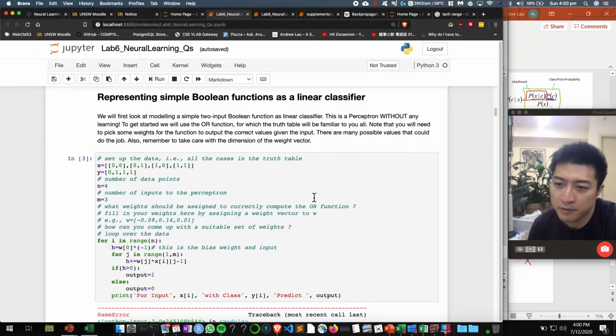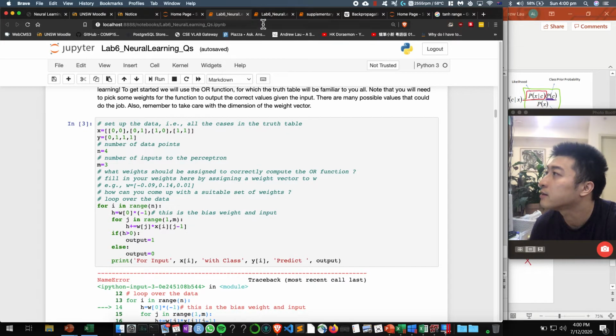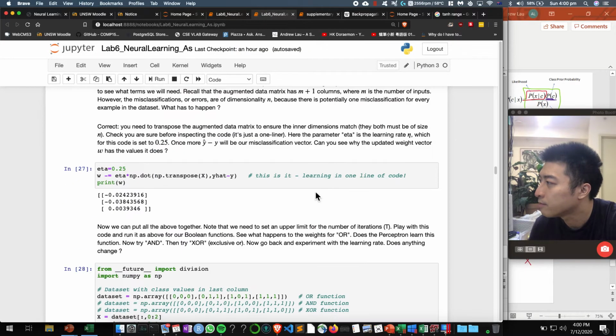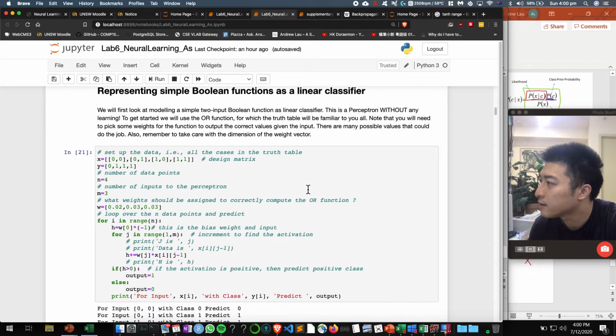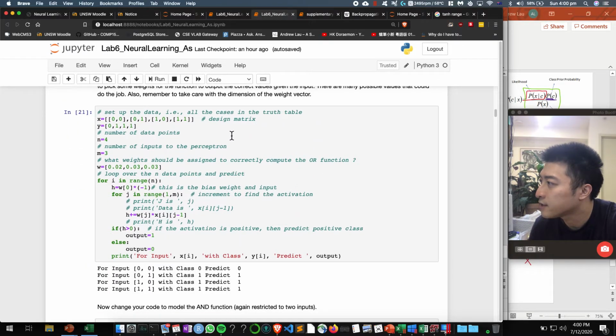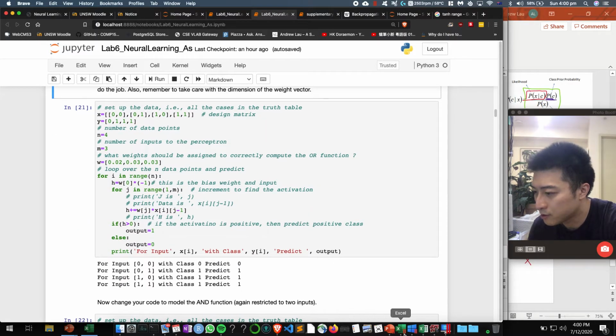Now, one of the simpler things we can do is express our Boolean functions as a linear classifier. So that one's errored out. Our first one here is we want to express the OR function, right? The OR function looks like this.